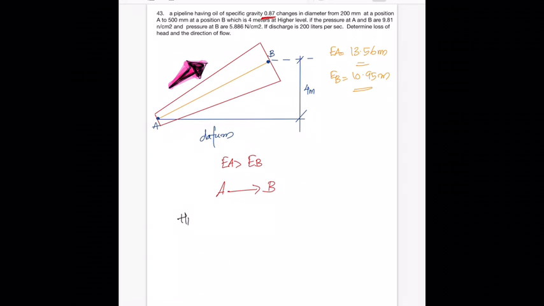Now the head loss is equal to EA minus EB, that is 2.61 meters. So this is how you have to do it. I wish to remind something. If the question is to determine loss of head, you have to consider the fluid as a real fluid, and you have to take the equation for real fluid. And if the direction of flow is asked, you have to check for the energies at two different points and compare.